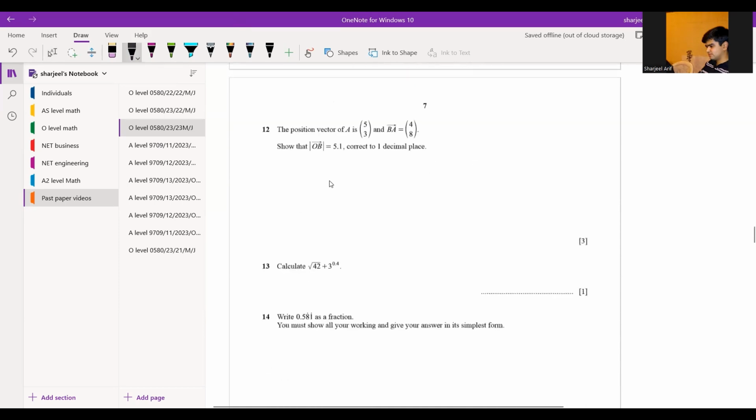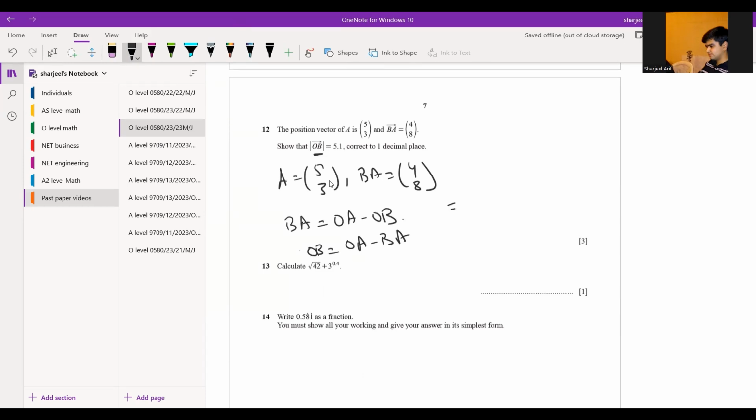Now for question number 12, it's from the vectors. We have to find the magnitude of OB. We have A 5 3. We have BA equal to 4 8. BA is equal to OA minus OB. So OB will be equal to OA minus BA. So this will become OA 5 3 minus BA 4 8. Simplify it to get 1 minus 5. So this will be our answer.